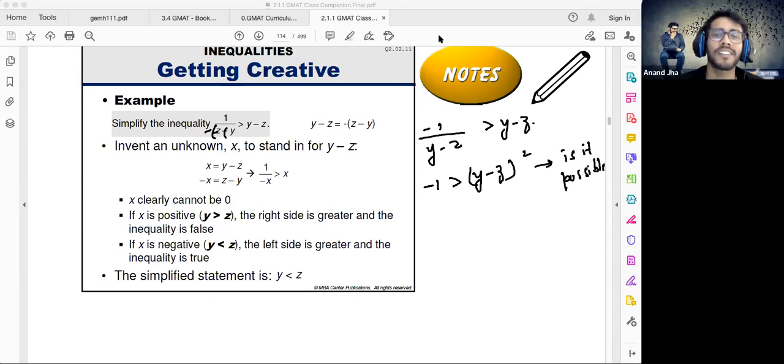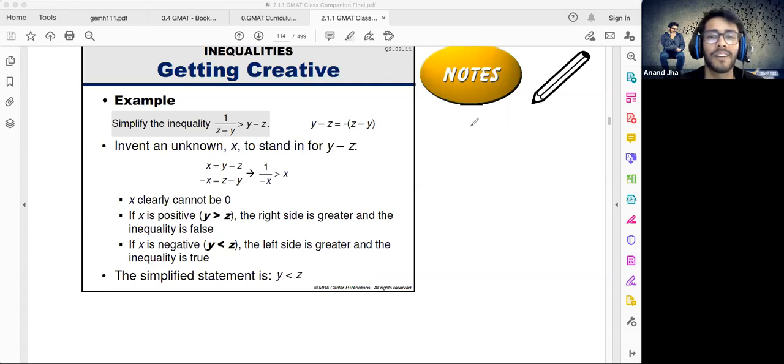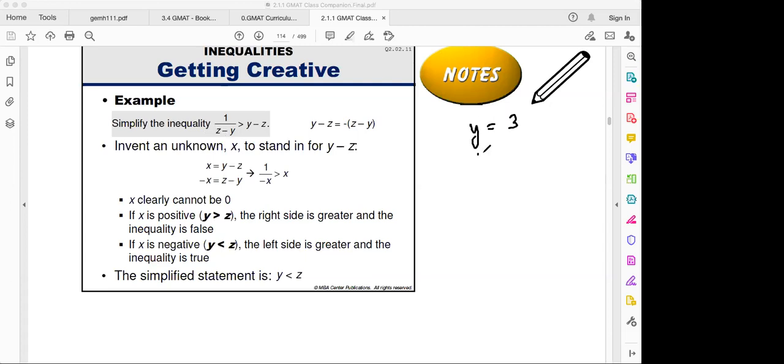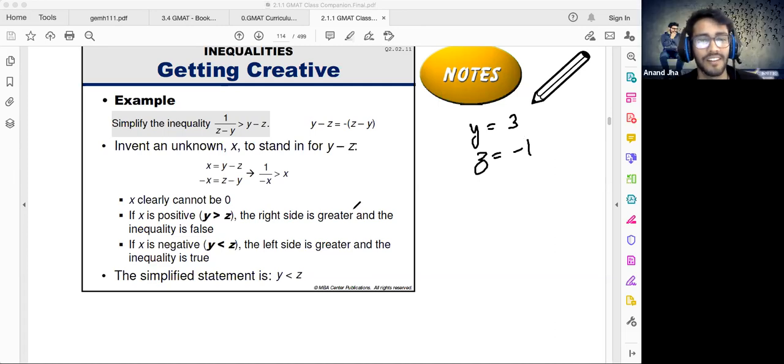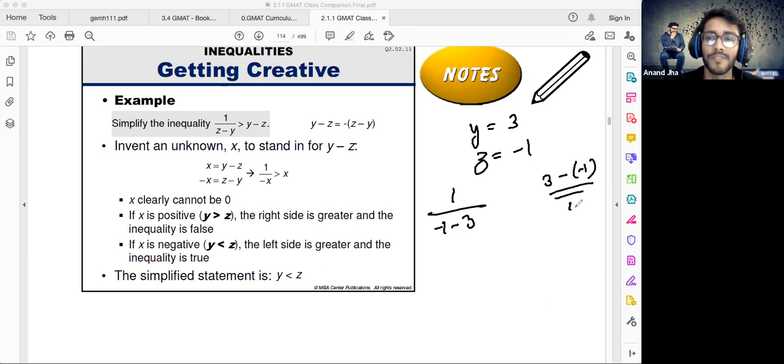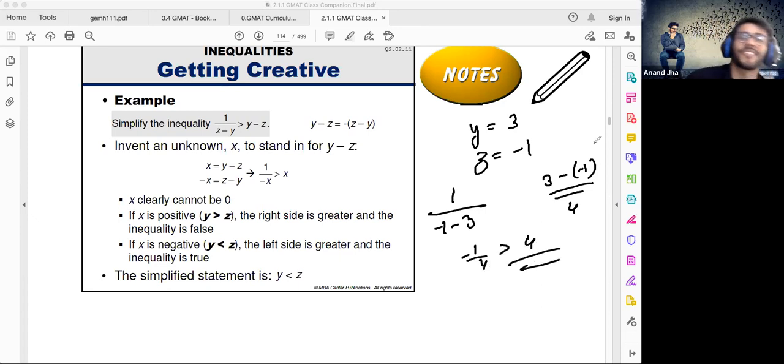Yes, you can always take a number. Let's take y as 3 and z as minus 1. My choice is anyone, they have not specified it. So 1 by z minus y, z is minus 1, y is minus 3. Let's take y minus z, so this is 4. And how much is this? Minus 1 by 4. Is minus 1 by 4 greater than 4? No. So I can't take these values.